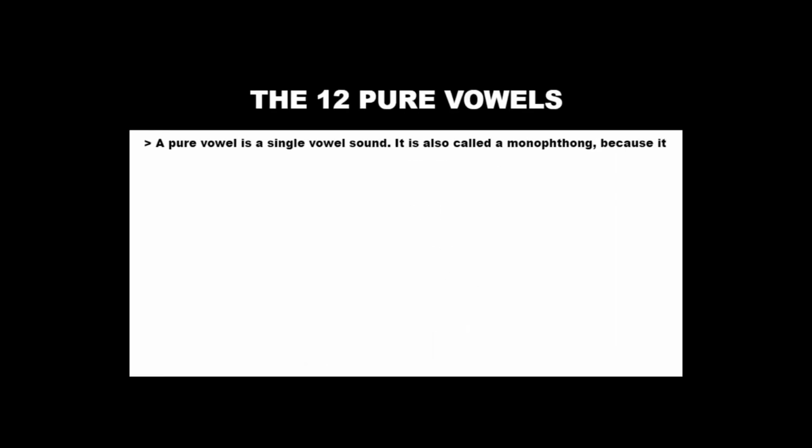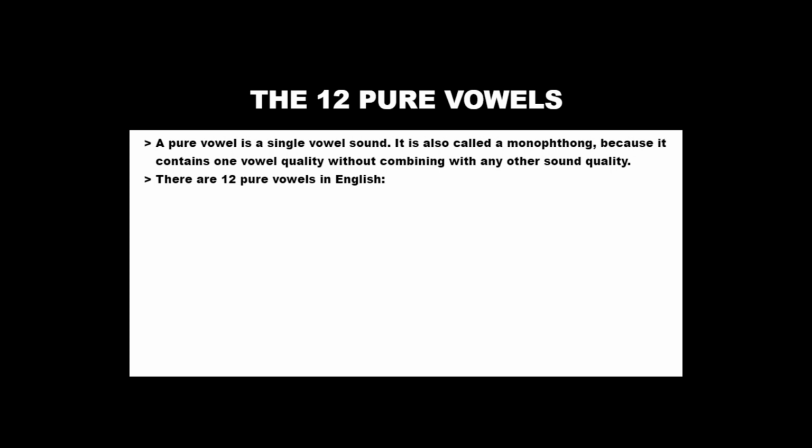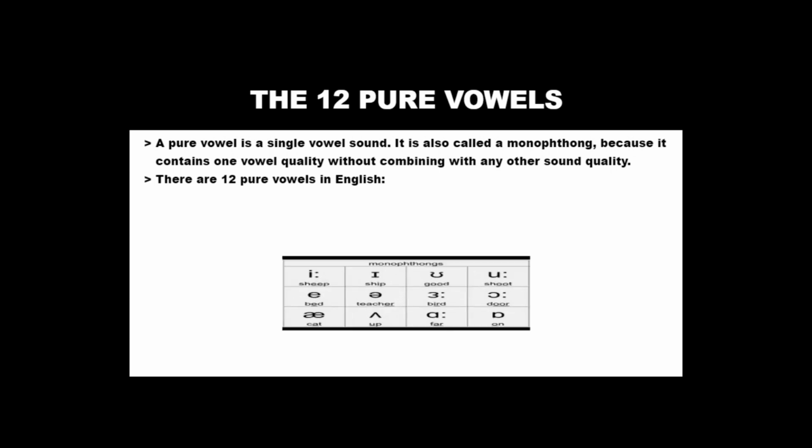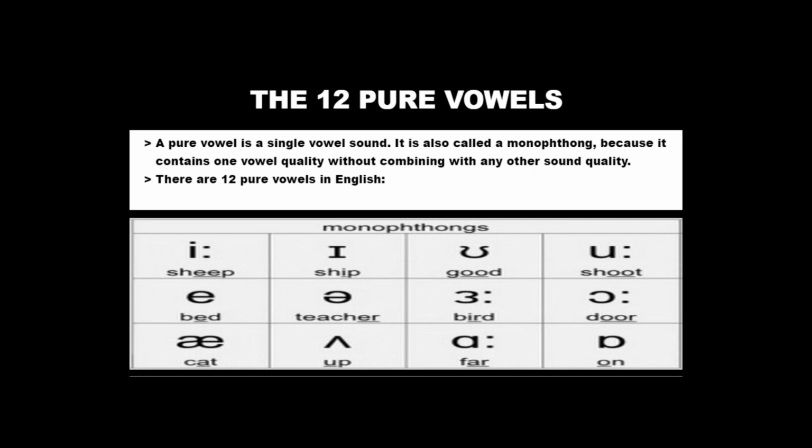Let's begin with the 12 pure vowels. A pure vowel is a single vowel sound. It is also called a monophthong because it contains one vowel quality without combining with any other sound quality. There are 12 pure vowels in English, and these are as follows, as you can see them in the following vowel chart.